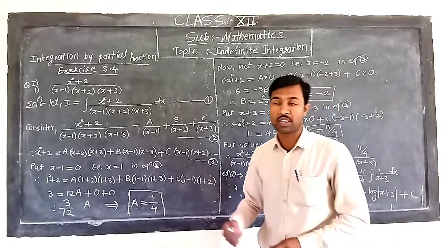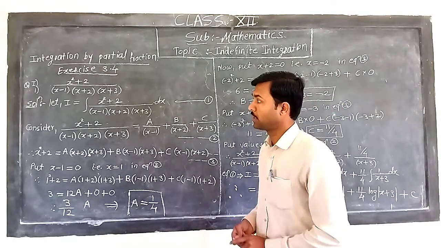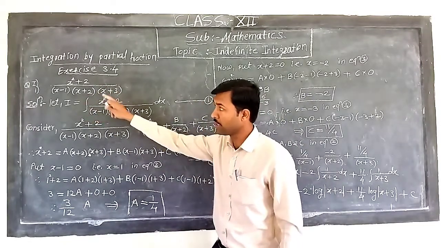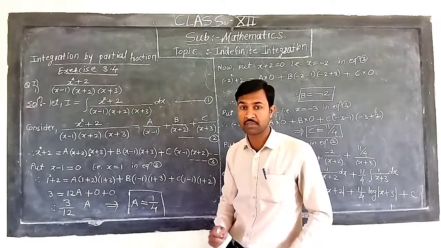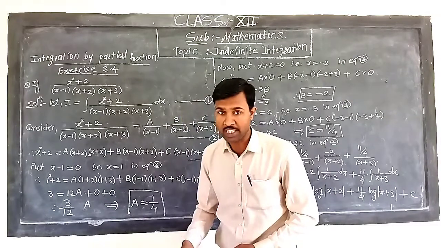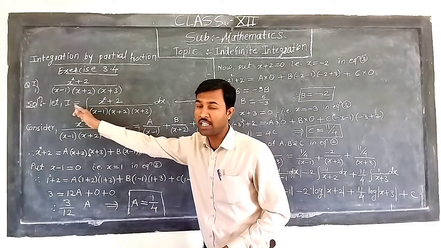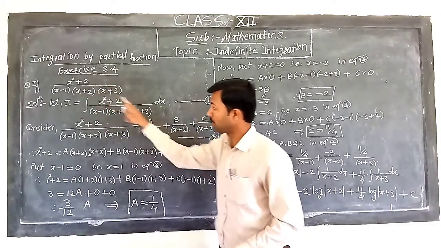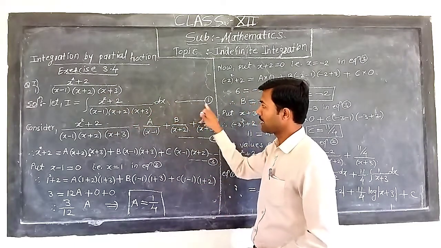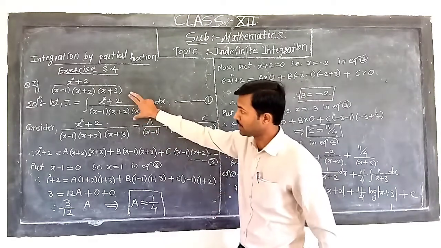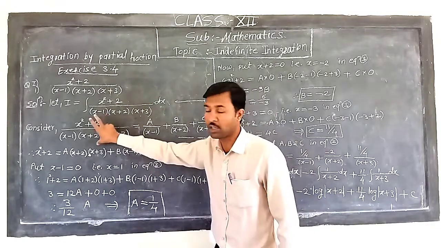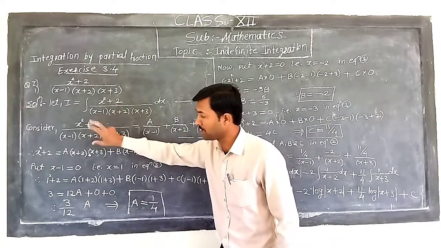Now here I have taken the first question, in which we have to integrate x square plus 2 upon x minus 1 into x plus 2 into x plus 3. So I have started to solve this problem. As I have to integrate, I denote this problem by letter I equals integration of this whole term into dx. Now friends, I call this equation number 1, and take this rational function outside of this integration, and this term is written here.